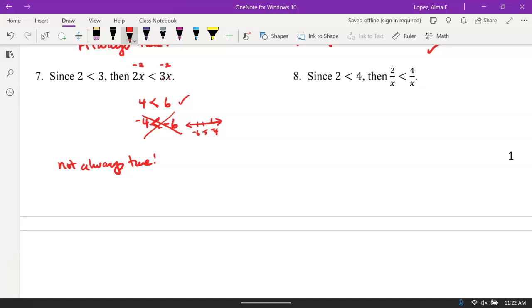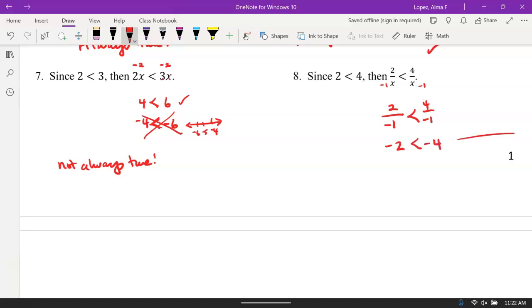In fact, I'm going to go straight to the negative 1 as my plug-in for this next one because I'm getting suspicious and they're related that way. If this one says since 2 is less than 4, then 2 over x should be less than 4 over x. Let's try it. I'm going to plug a negative 1 in for x. So we have 2 over negative 1 is less than 4 over negative 1. That's negative 2 has to be less than negative 4.